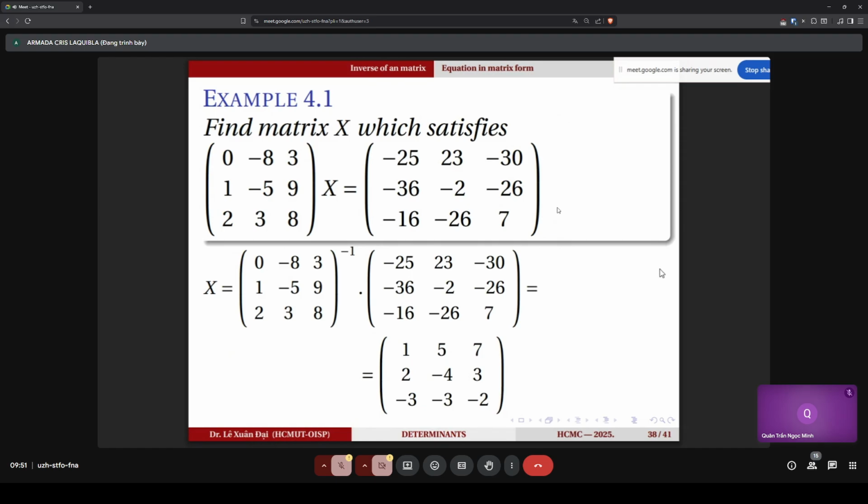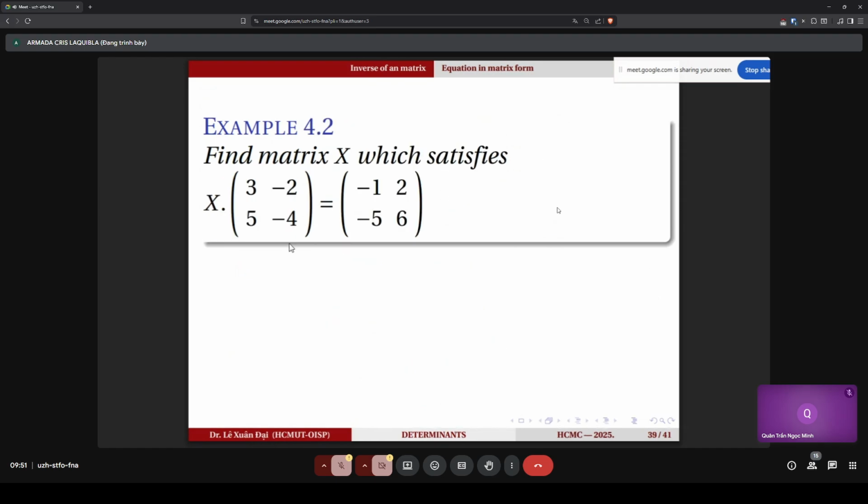Next, how about this? This matrix is on the right side.